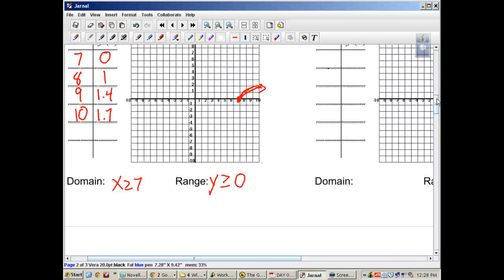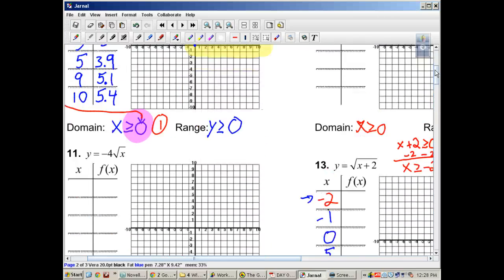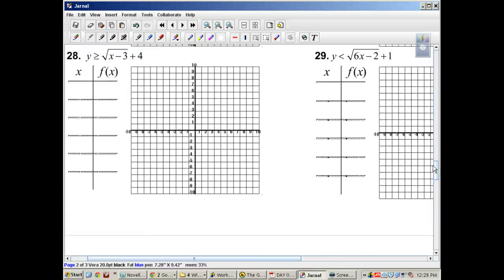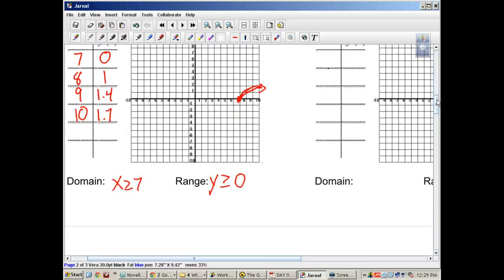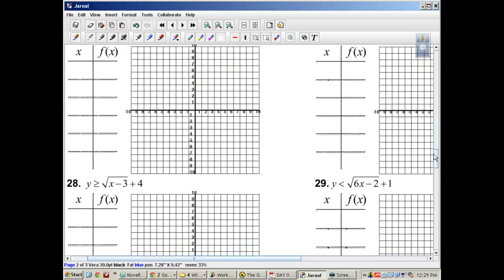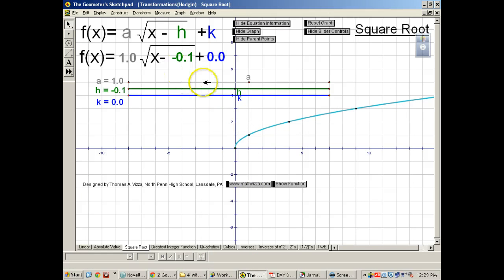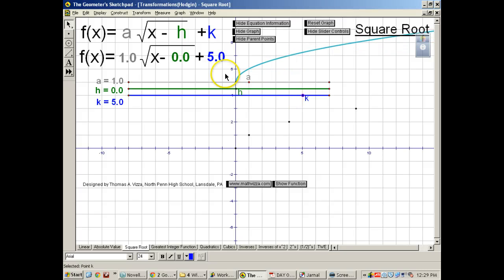A good quiz question, if you're thinking what would be good to know, would be 17 and 28. Why 17 and 28? Because they have a number on the inside and a number on the outside, so you can really show me that you know a number on the inside is just moving the graph this way, and a number on the outside is moving the graph this way. So if you know this information, you can find the range without even graphing. If you know it's a +5 outside, range is y greater than or equal to 5.